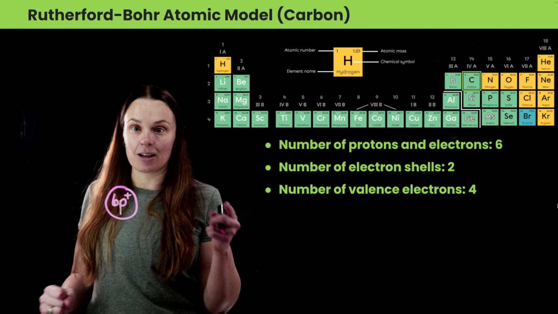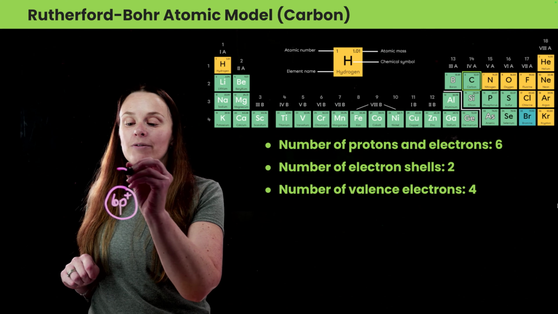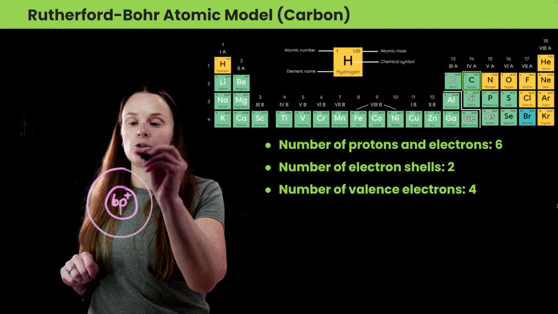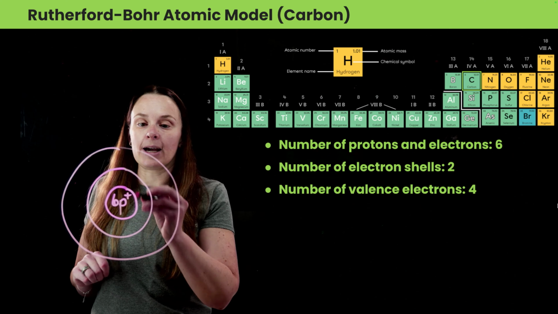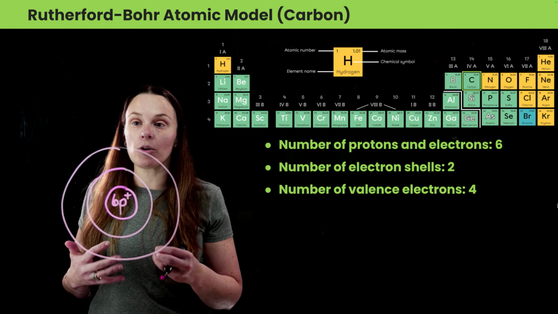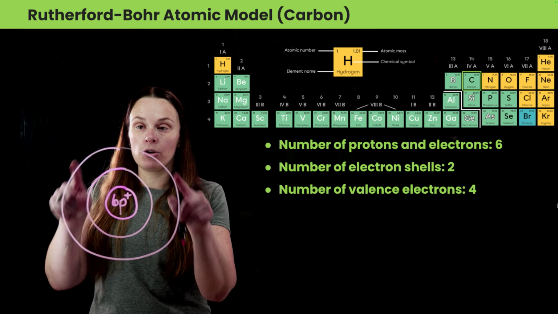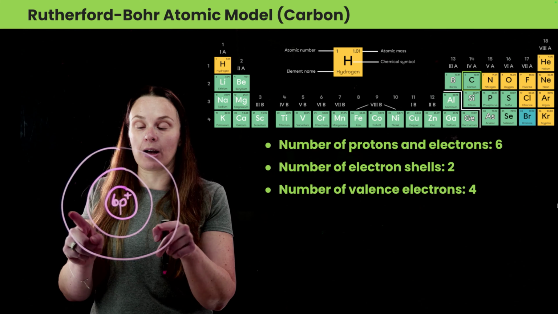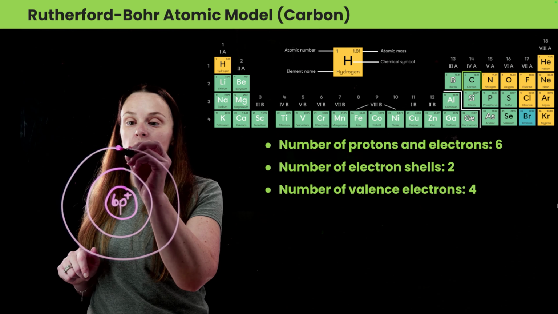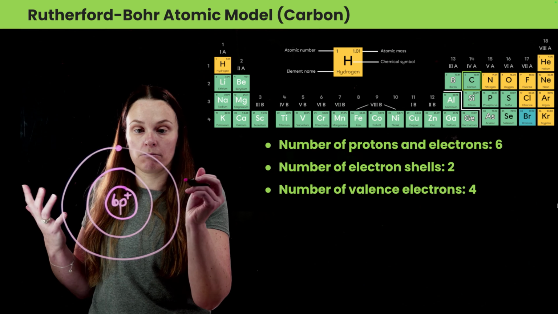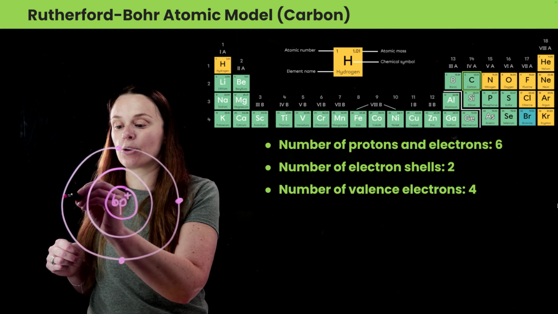Then I look at the next data, number of electron shells. I have 2, so I'm going to draw 2 shells, 2 circles around. Now, just like in Lewis dot, I'm going to use the number of valence electrons, and valence electrons are always my outer shell. I'm going to start here and go clockwise, 4 dots. Because there are 4 valence electrons, there are 4 dots on my outer shell.